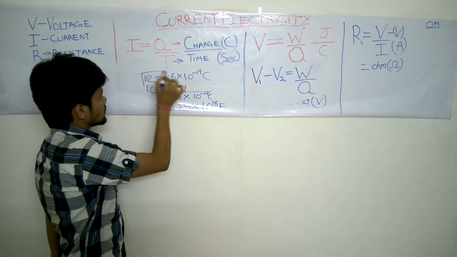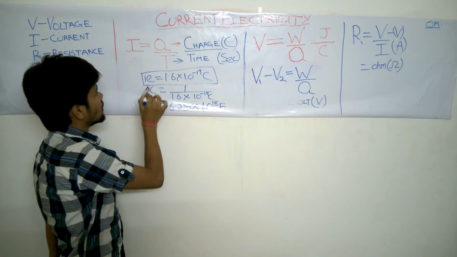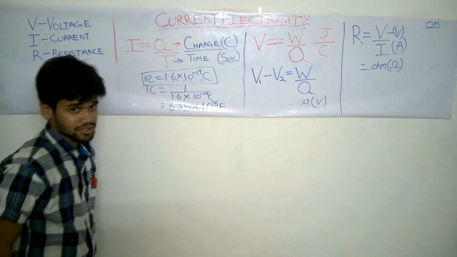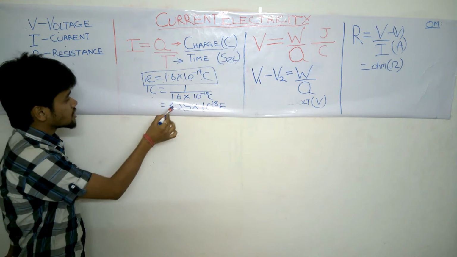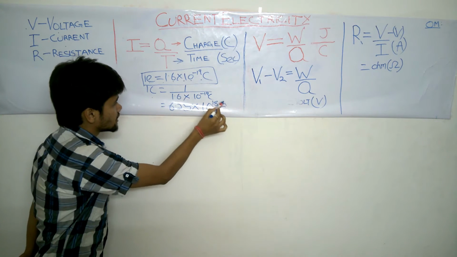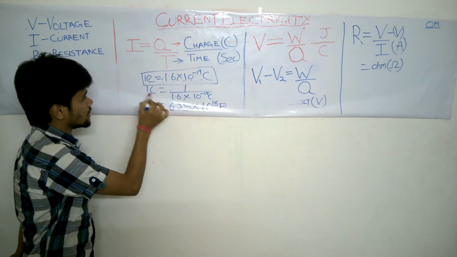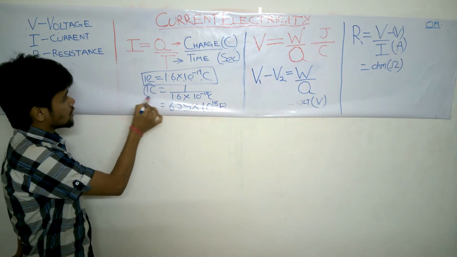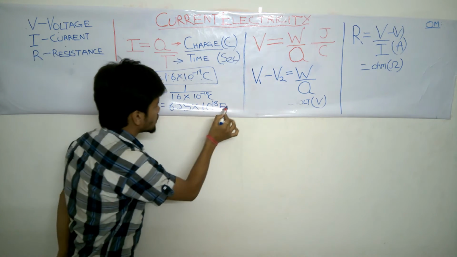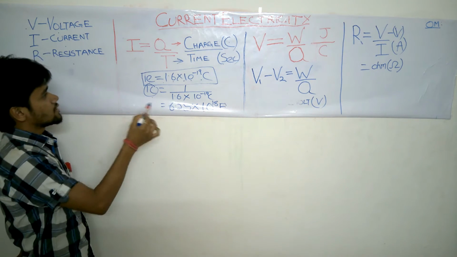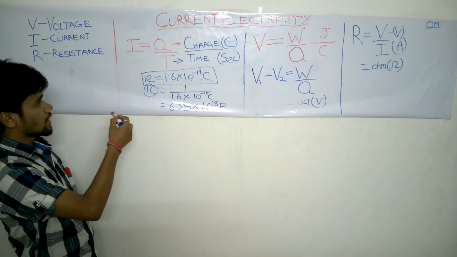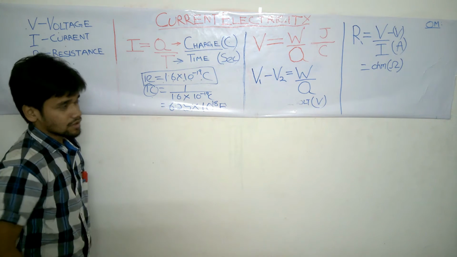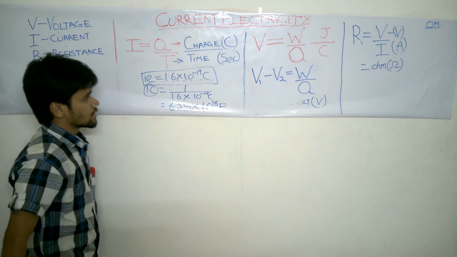Now we have one more concept. One electron has 1.6 into 10 to the minus 19 coulomb of charge. So one coulomb of charge will have 6.25 into 10 to the power 18 electrons, as you can see here. Using the unitary method we get this. So one coulomb of charge will be carried by 6.25 into 10 to the power 18 electrons. So basically what happens, due to this flow of electrons, a current will flow from the positive to the negative terminal. So this is the concept of current.